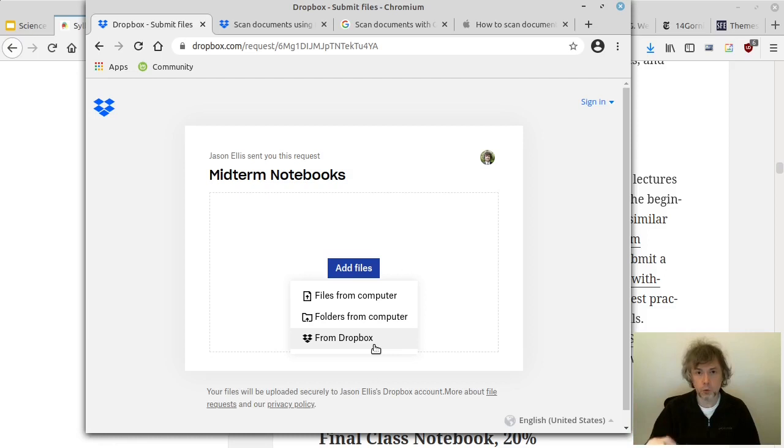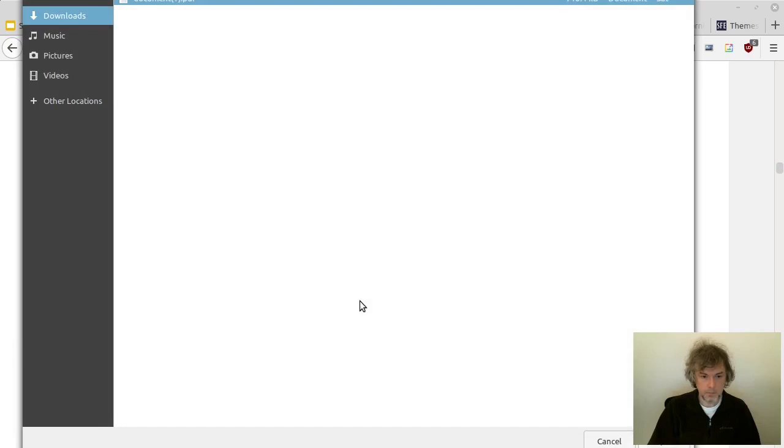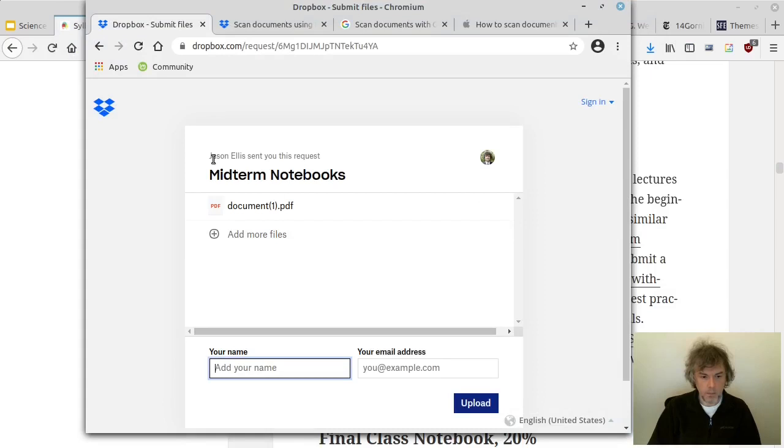But if you didn't use Dropbox to create the PDF, you can just use the files from computer option to find it on your smartphone or on your computer, navigate to where it is, select it, and then upload it. So I'm going to use the files from computer option. You can see here it took me to my downloads folder where I got a PDF. I'm going to select that and click open. You can see now at the bottom, above where it shows the document I attached, it asks for my name. So I'm just going to type in Jason and jellis@citytech.cuny.edu and then click upload.